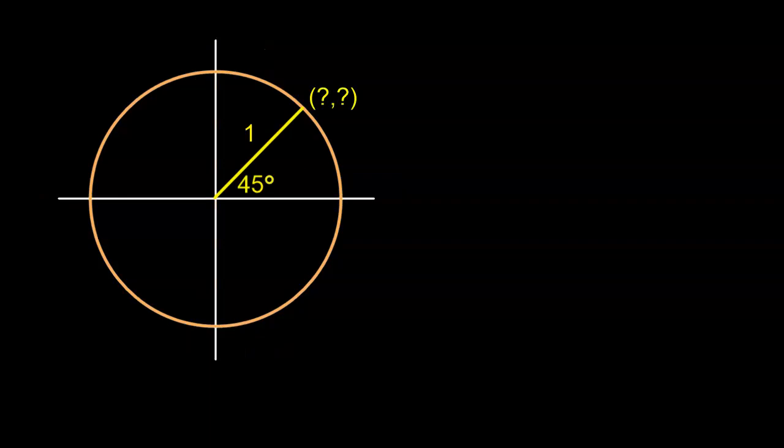So let's look at the coordinates for a 45-degree angle. Now I'm reminding you here that the radius of the unit circle is 1, and we want to know what the coordinates are right here. Without actually typing them into our calculator, we want to know the exact value.